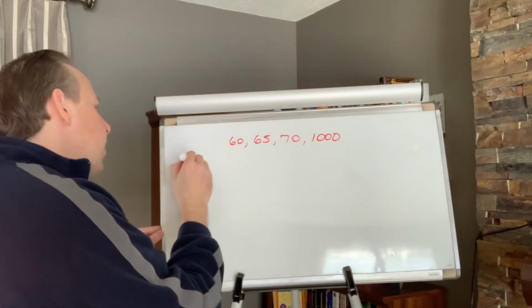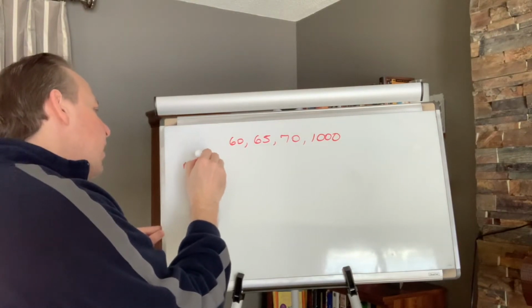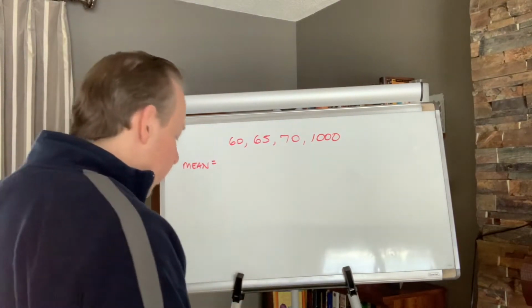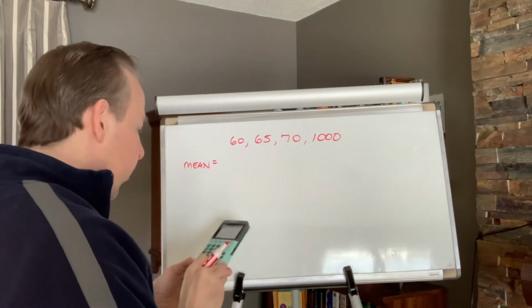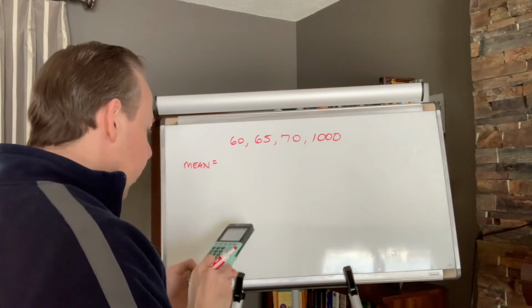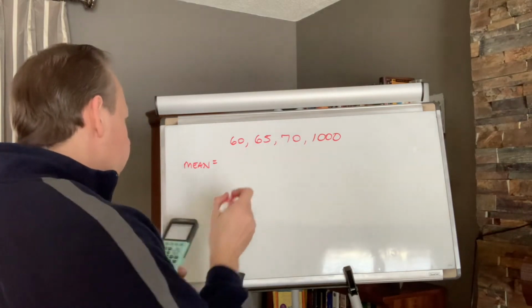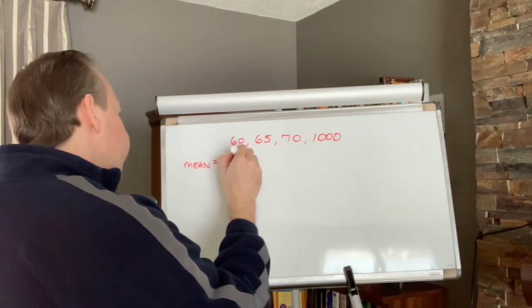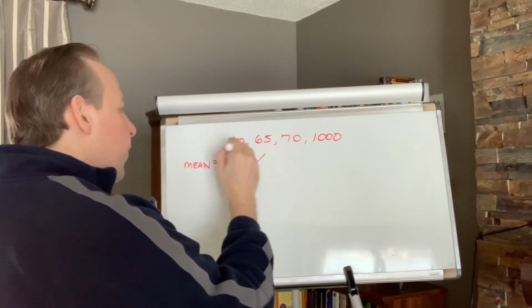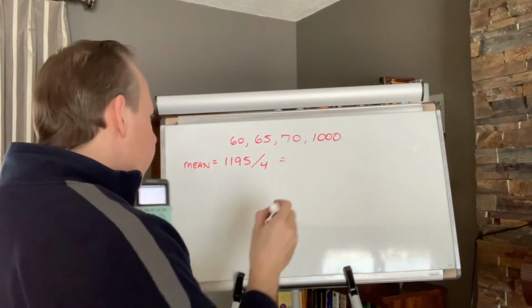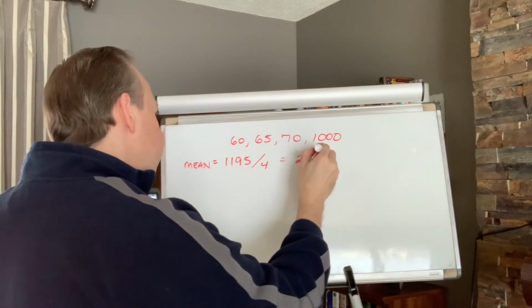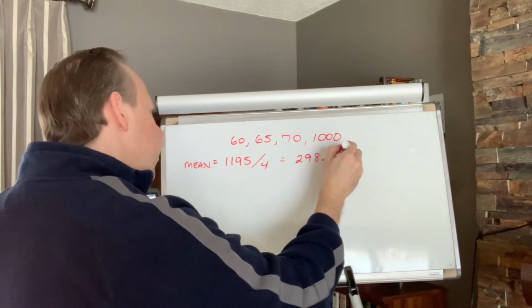So to find the mean, once again, we're going to add the numbers together and then divide by the number of terms. Well, let's see. What is 60 and 65 and 70 and 1,000 all added together? That's 1195. There's 4 numbers there, so I'm going to divide it by 4. That is 298.75.